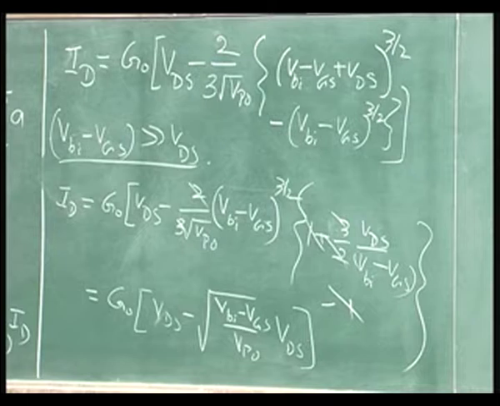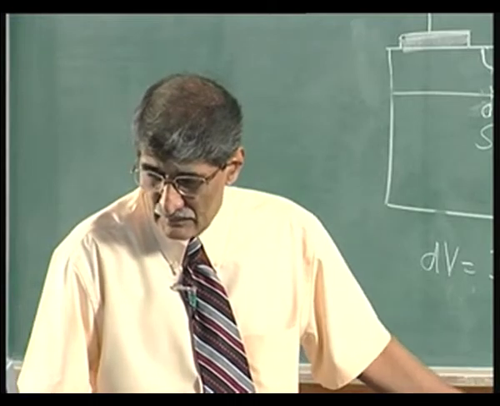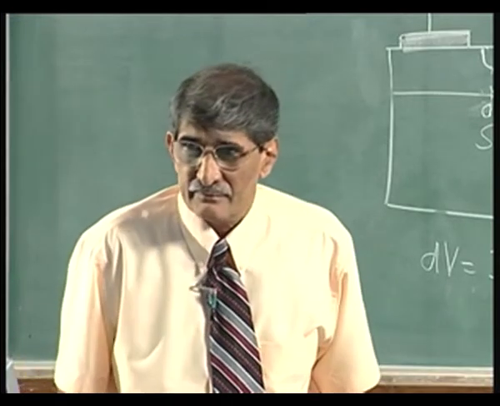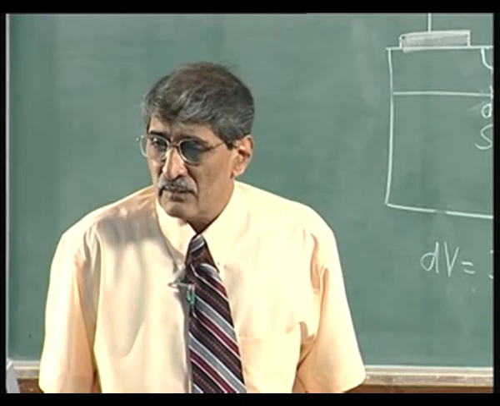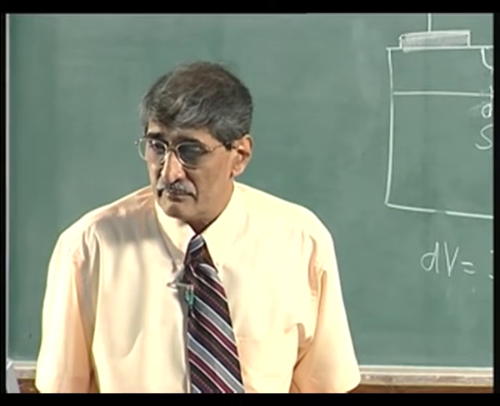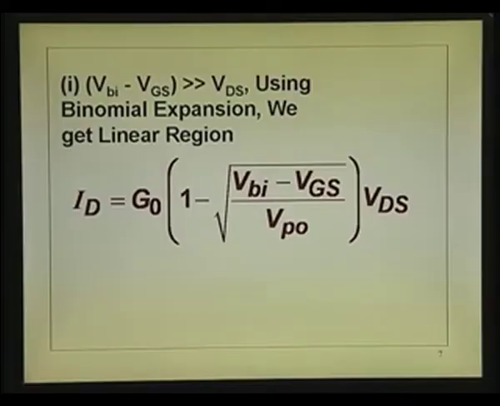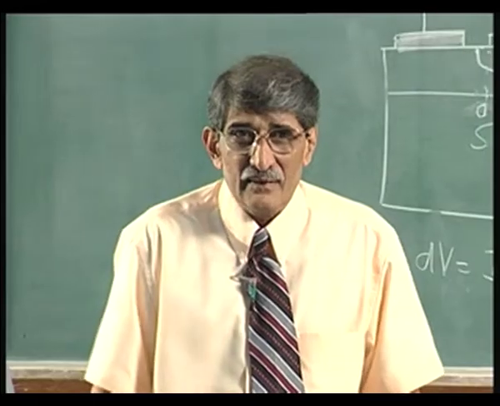Okay. So, this is a linear relationship. Whatever we have discussed now summed up and put here is the same expression that we have written there, which is actually G naught into 1 minus root of (VBI minus VGS) by VP 0, into VDS. This is what we got in the previous lecture by taking that uniform thing. This is linear characteristics.